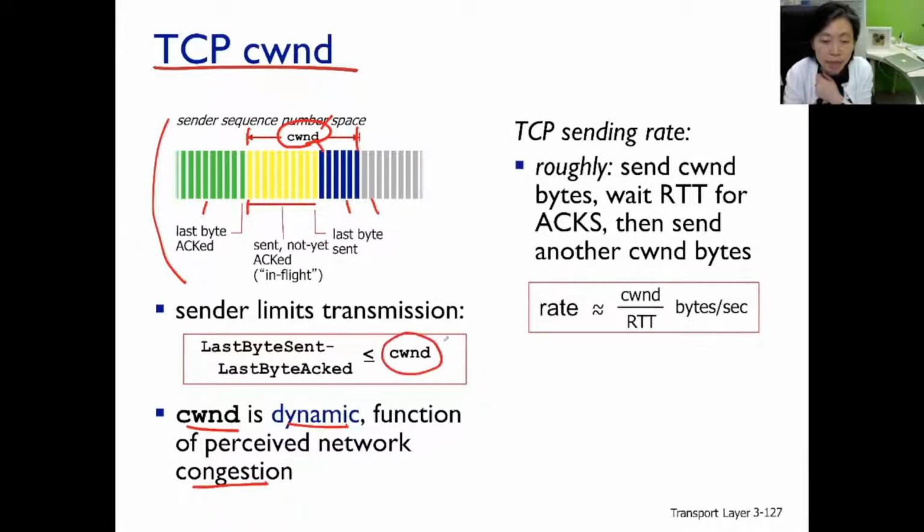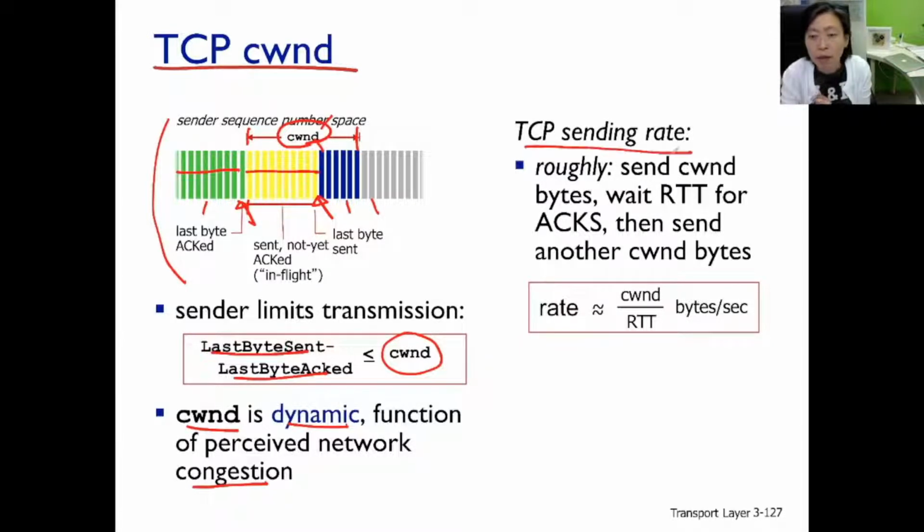And the quantity CWND here limits the number of bytes there can be between the last byte sent and the last byte acked. Green here are counting the bytes that have been sent and have been acked. So the last byte acked is the last green. Yellow here are the bytes sent, but not yet acked. So last byte sent is here, the last yellow. Subtracting the number of the last green from the last yellow gives the number of yellows. So CWND here limits the number of yellow bytes there can be at best.